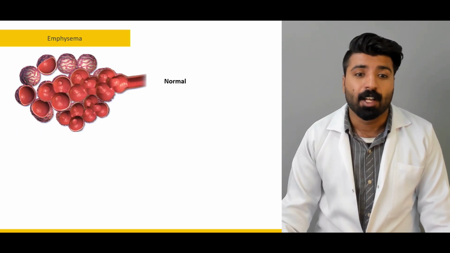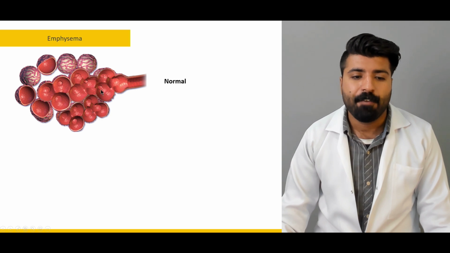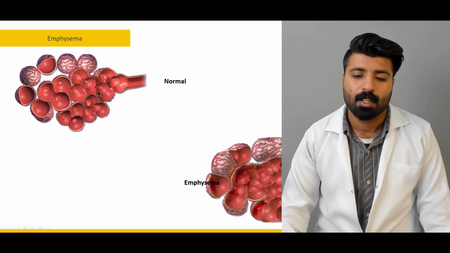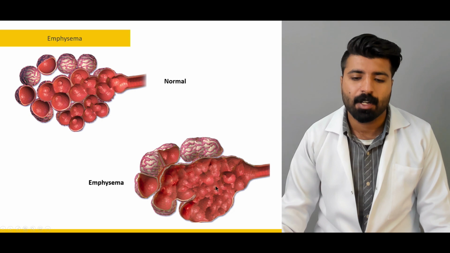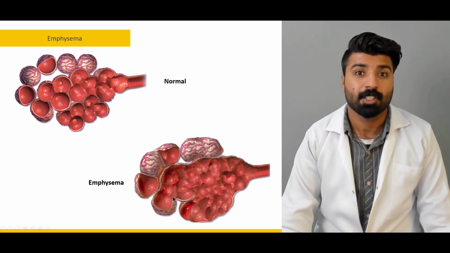This is the normal alveoli. Look at it. Every cell is very much differentiated. You can see them, it's working, everything is fine. And then comes emphysema. Alveolar sacs are being torn apart. They're being destroyed, all of it. It's emphysema.